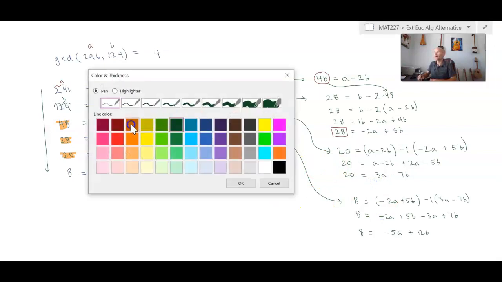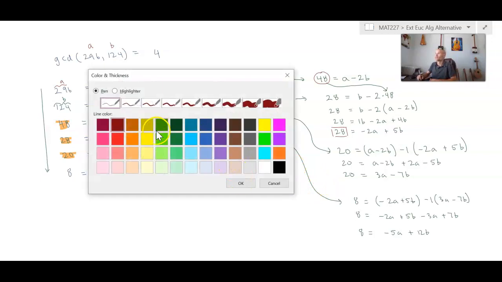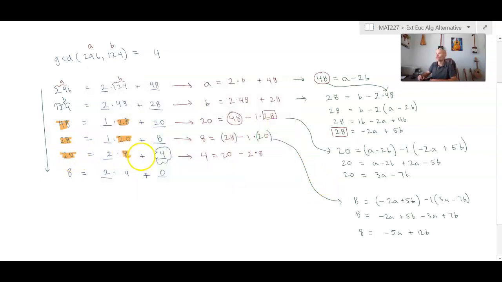Our last line now entails solving for 4 here. 4 is equal to 20 minus 2 times 8, which is a true statement. And so now I'm going to make my final substitutions. What am I going to substitute out? Well, the 20 and the 8 is what I'm going to substitute out. And I've highlighted that to make it evident.